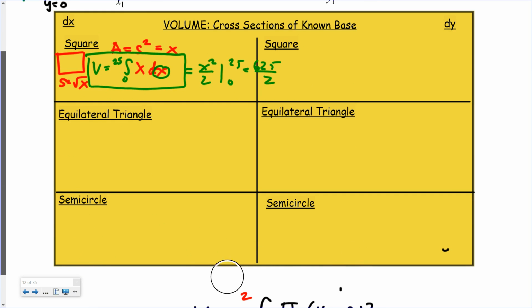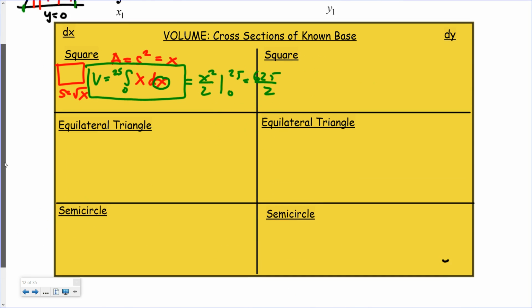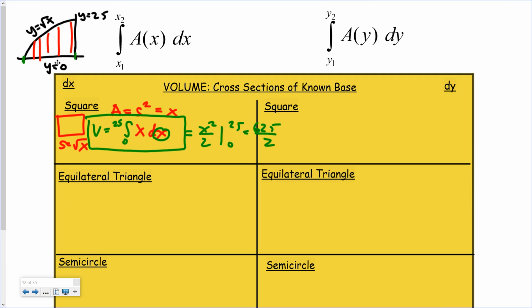If we look at the equilateral triangle, we're going to do the same thing. We have the same base. Some of you guys have this base. Does anybody have a y equals square root of x with equilateral triangles? Okay, Kevin does. All right, so let's go take a look at Kevin's. What I want to do is find the volume of this thing. Remember there's an infinite number of triangles here.